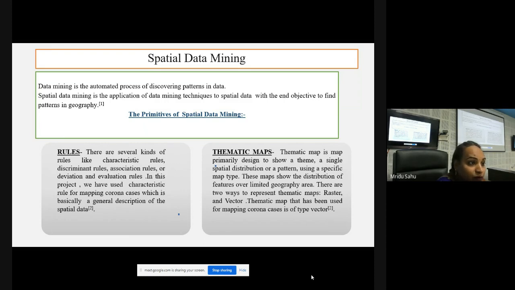That means, where do we need the information from? The information is not from the heart. The information is not from the brain. The information is from the spatial place, or you can say geographical information. So these are the rules, the primitives of spatial data mining. There are several kinds of rules, like characteristic rule, discriminant rule, association rules, and deviation and evaluation rules.